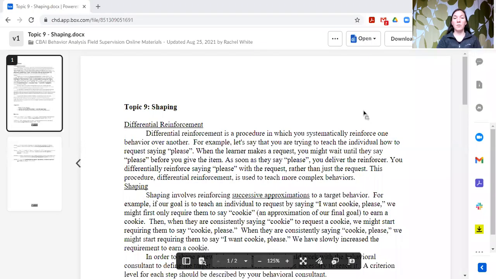Hi, this is Rachel, and today we're going to cover topic 9, shaping, in our supervision curriculum. So we've talked about reinforcement, and now we're going to talk about differential reinforcement.